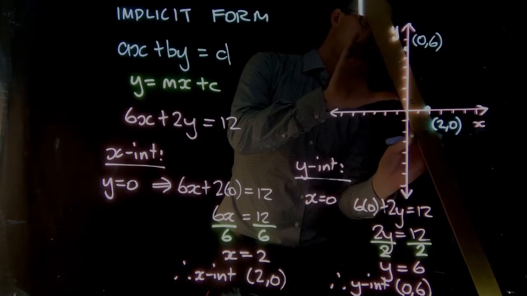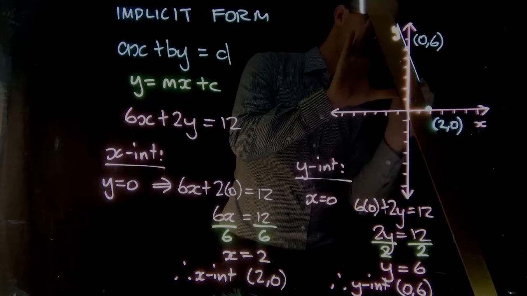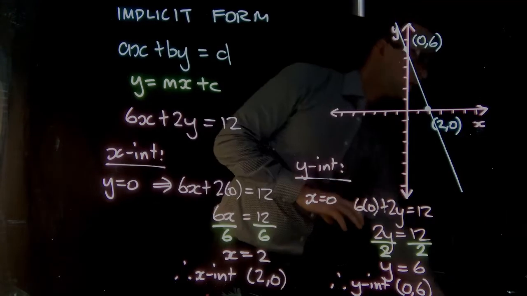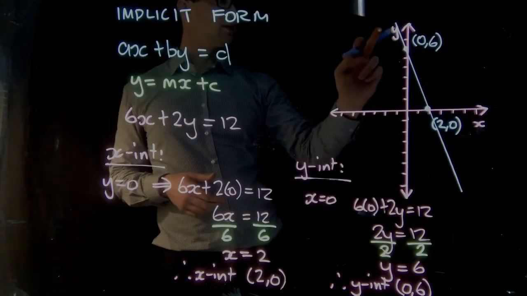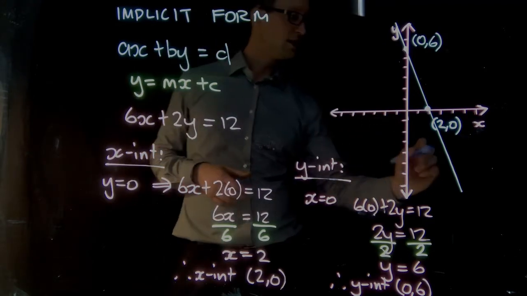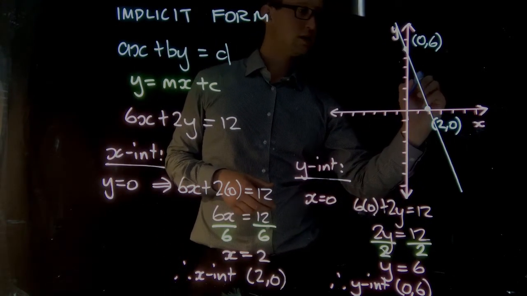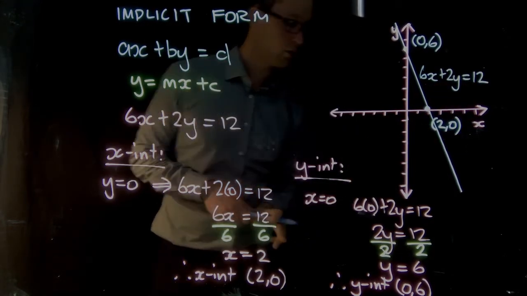So plotting that particular point, and we've sketched our straight line through. We've labelled both of our coordinate points. Our axes were pre-labelled. The last thing we want to do is label the line that we have sketched, and this one was 6x plus 2y is equal to 12.